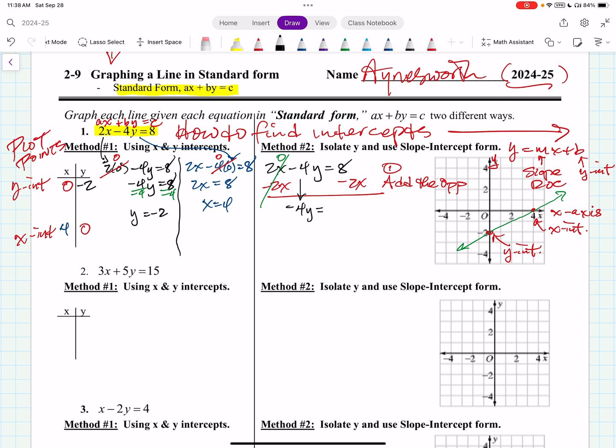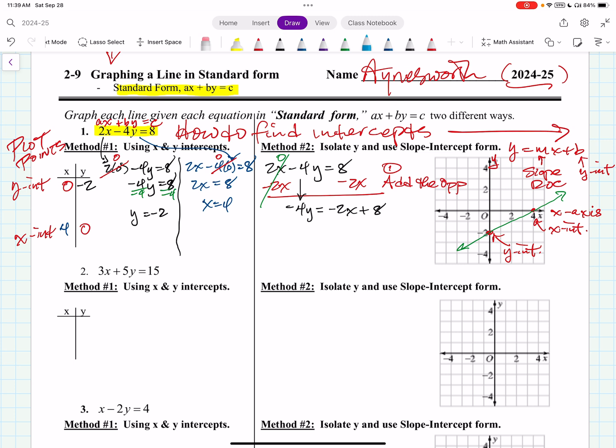And here you can write it as 8 minus 2x, or you can write it as negative 2x plus 8 because 8's positive. And I typically write the x term first because your goal is to get in slope-intercept form where customarily it's m times x plus b. So the x term comes first.